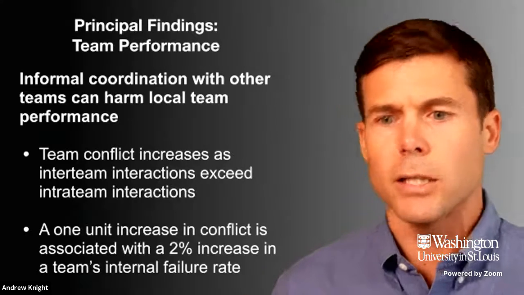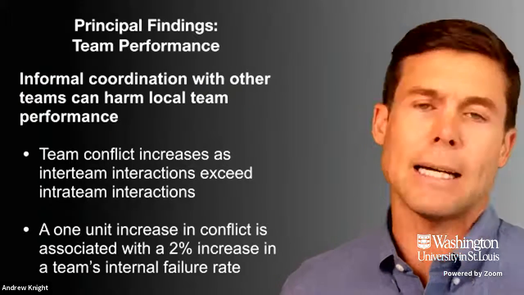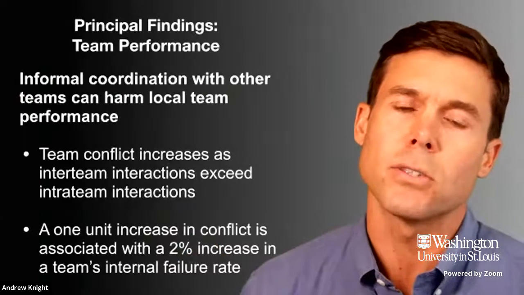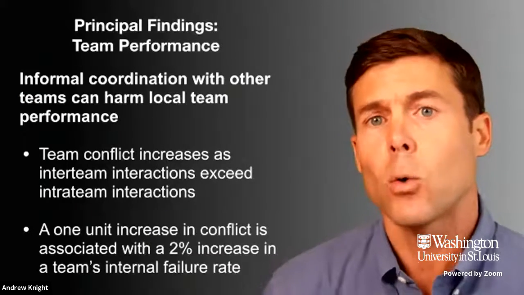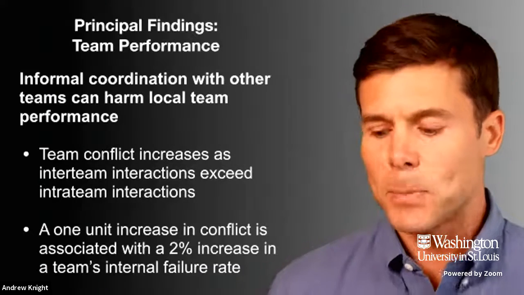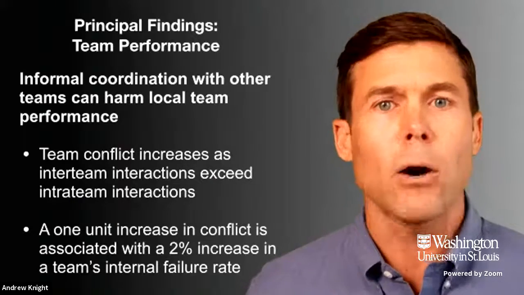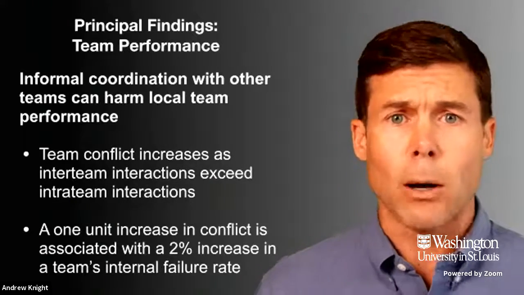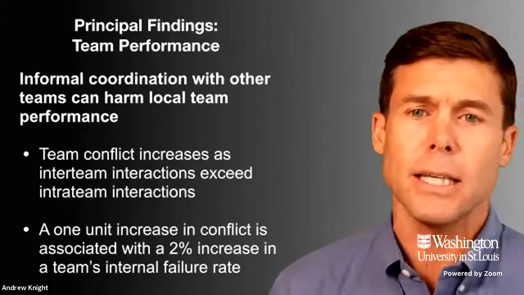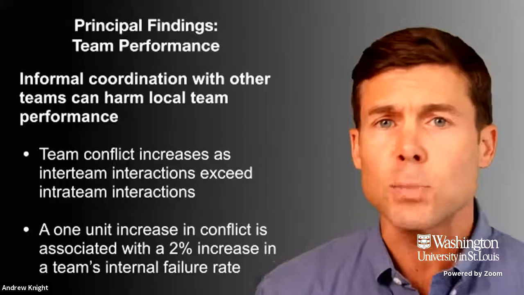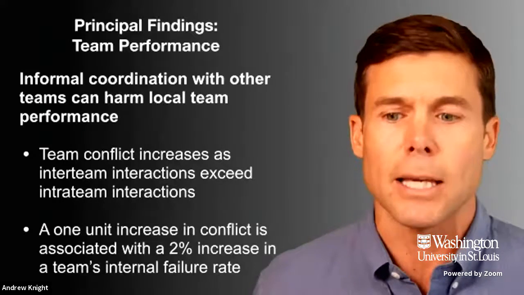And so what we learned in our research is that informal coordination with other teams, so spending time connecting with others outside your own team, can actually hurt your own team's performance. It can undermine coordination within your own team. And specifically what we found is that team conflict, people's disagreements about how they should be doing their work, their ideas about what they should be accomplishing within their team, we observed that team conflict increased as people spent a disproportionate time with the members of other teams compared to their own team.